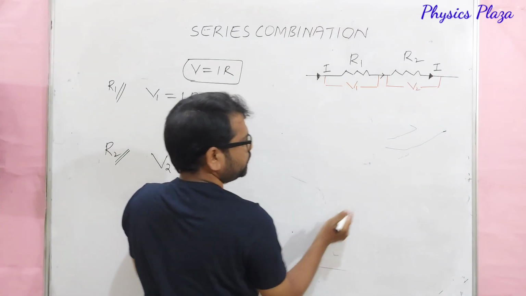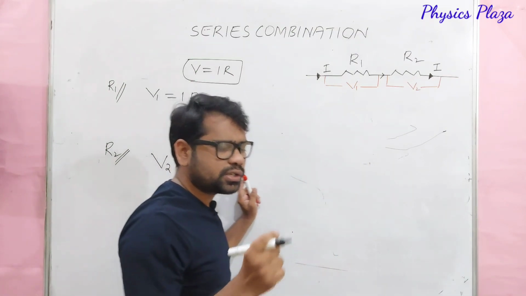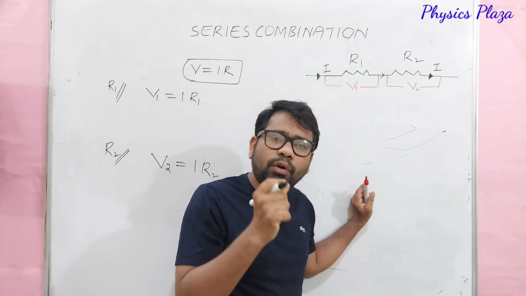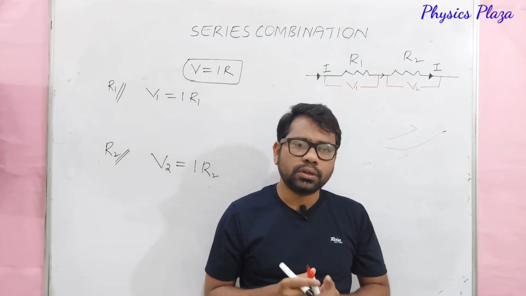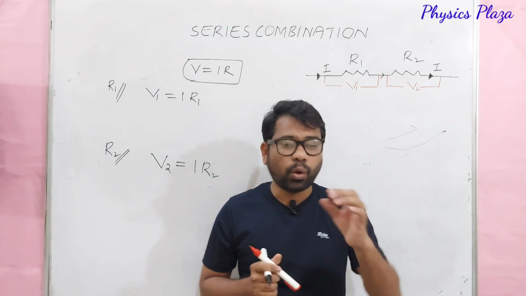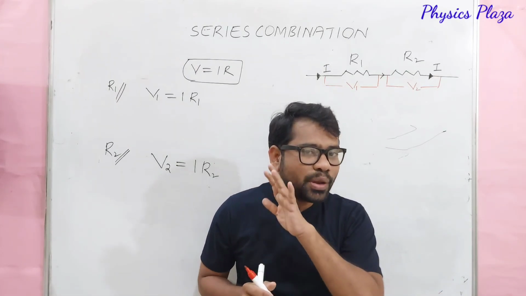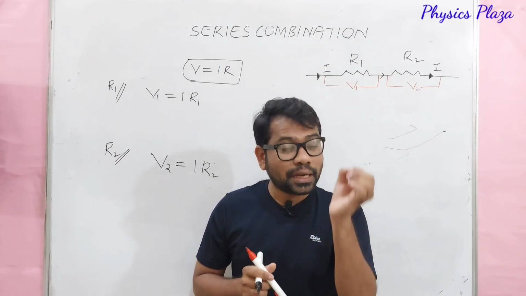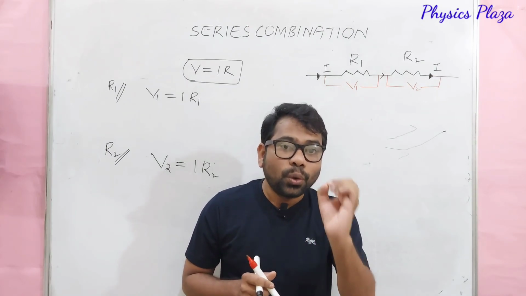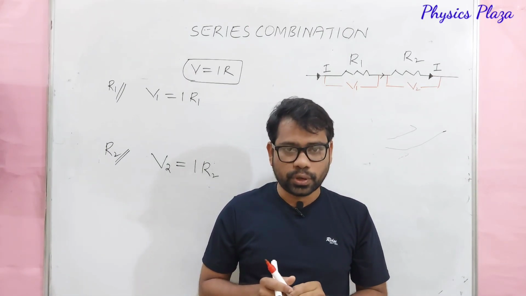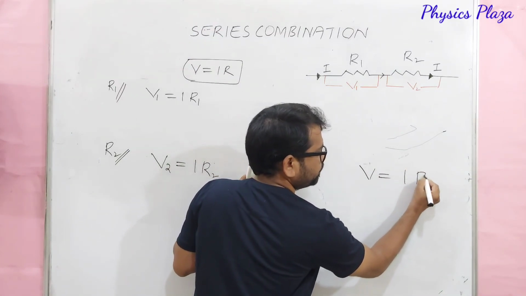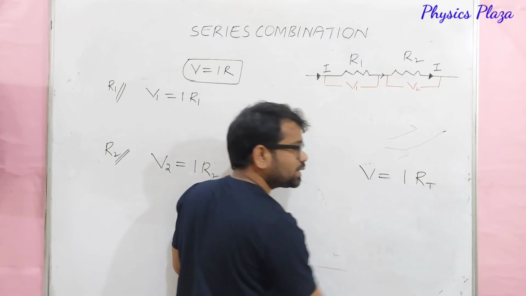Look here. It's a very important thing. Whenever we want to calculate the current in the circuit, the total resistance must be known. Whatever may be the combination, dear children, if you want to calculate the amount of current in the circuit, we must know the total resistance of the circuit. It's very important. So according to Ohm's law, V is equal to IR. So this R means what here? Total resistance.